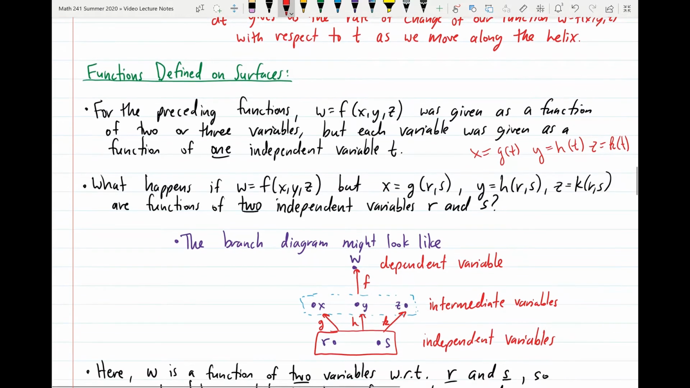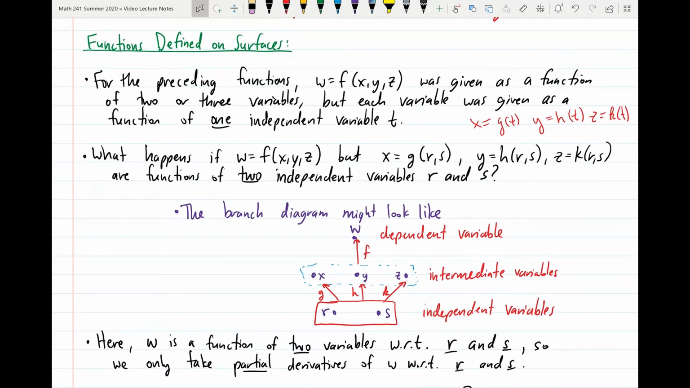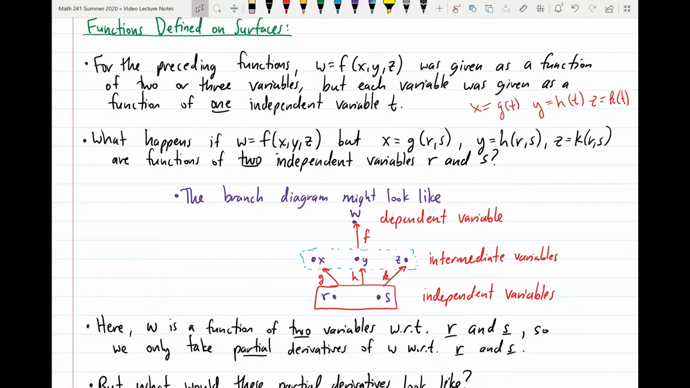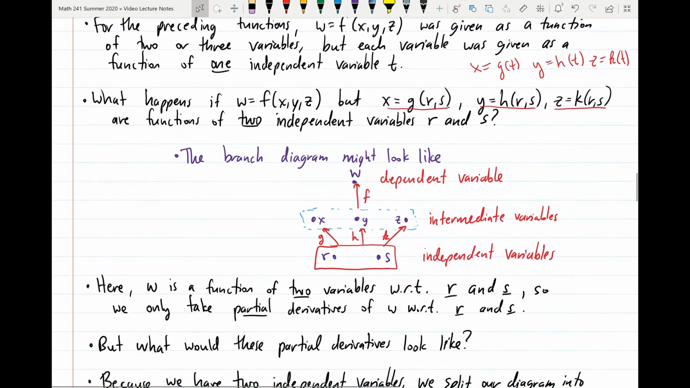In this section, we want to talk about functions where our intermediate variables x, y, or z are written as functions of more than one independent variable. So they're going to be written as functions of 2 independent variables, something like x equals g of r, s, y equals h of r, s, and z equals k of r, s. So what are we going to do for functions where we have 2 independent variables?